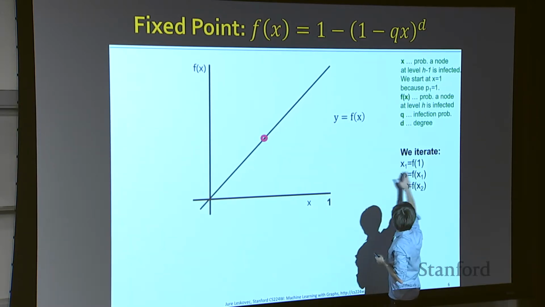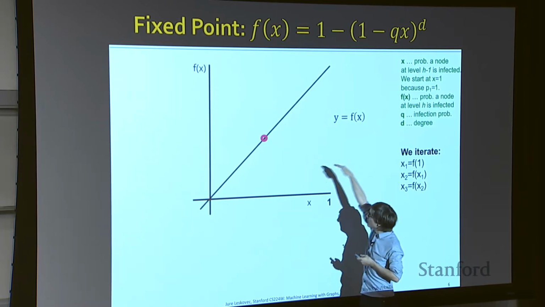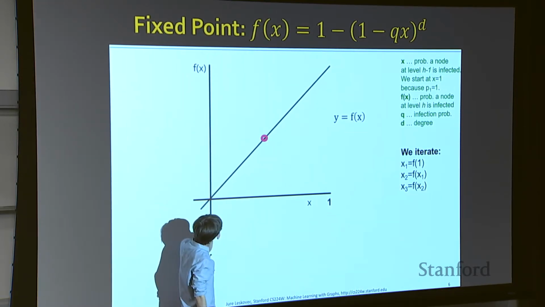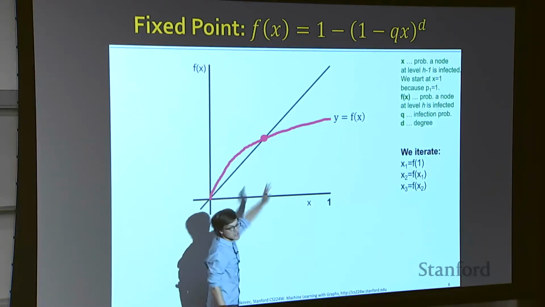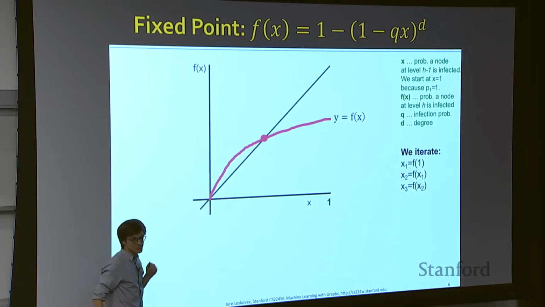So I will first say, what is f of 1? And then I will be iterating this. Let me show you what I mean by that. Let's assume that our function f has this type of shape, just for the purpose of the lecture.